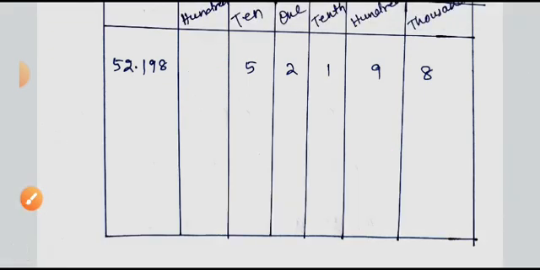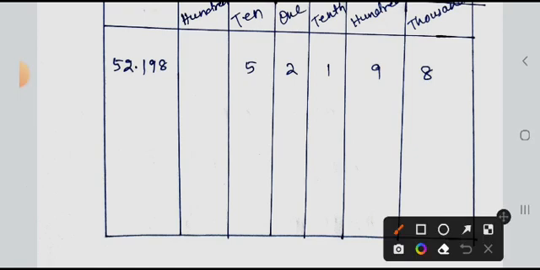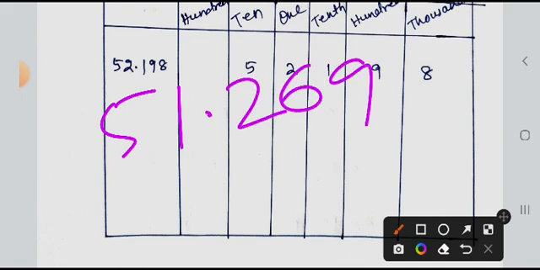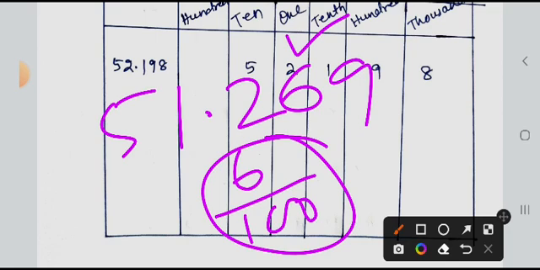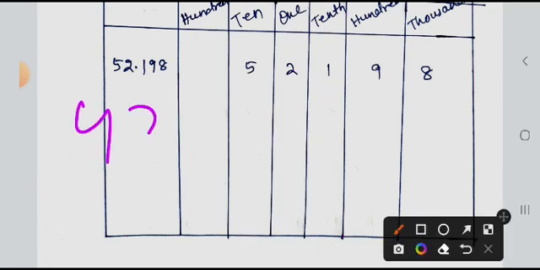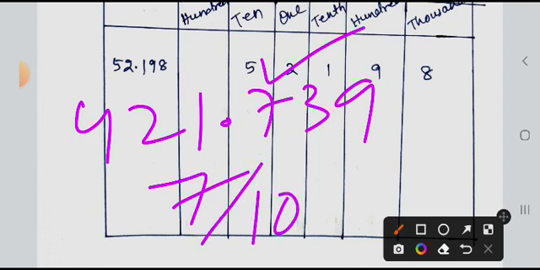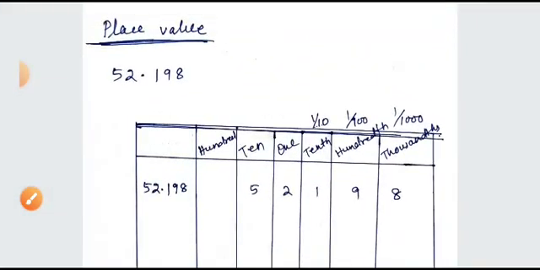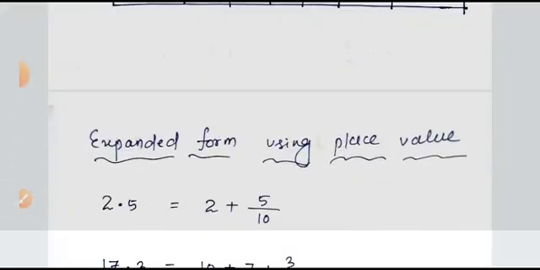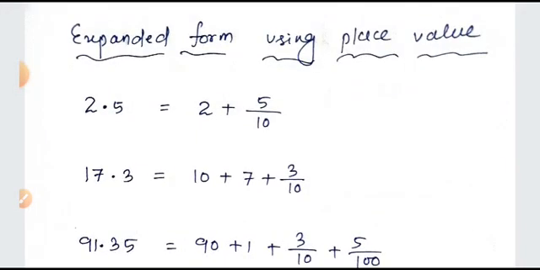Let's write another number: 51.269. Okay, now what is the place value of 6? You will say the place value of 6 is six hundredths, so it can be written as 6 upon 100. Let's write another number. What is the place value of 7 here? Here 7 is under the tenth place, so its place value will be 7 upon 10. So this way you can find the place value of different digits present in a decimal number, and using the place value you can write the expanded form of decimal numbers.